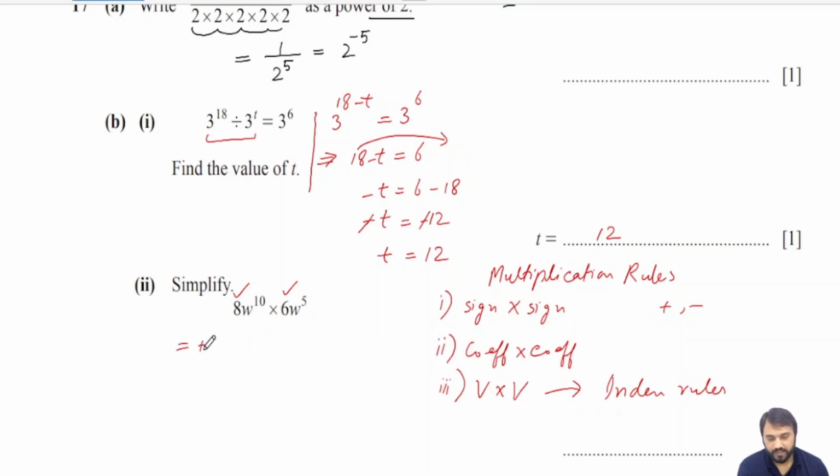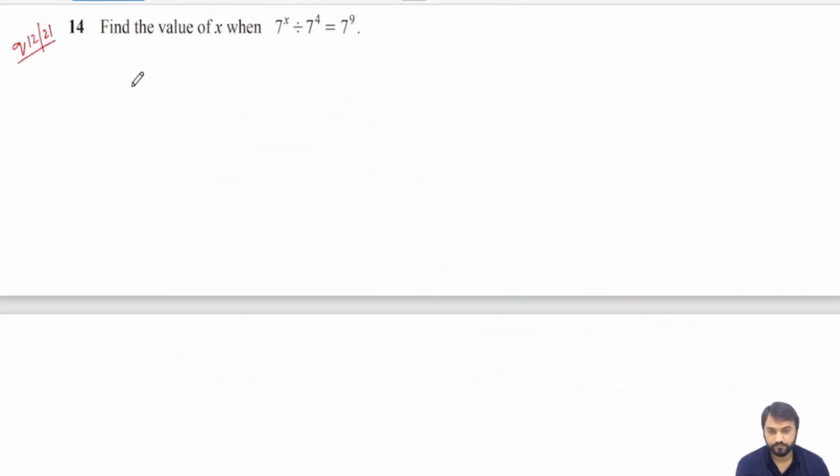Plus into plus, that is equal to plus. And 8 times 6 is 48. We have the same base, that is w. We're going to write one time base and add the powers. 10 plus 5. So 48w, 10 plus 5, that is equal to 15. This is our answer: 48w raised to power 15.